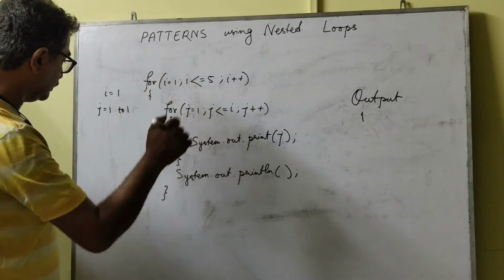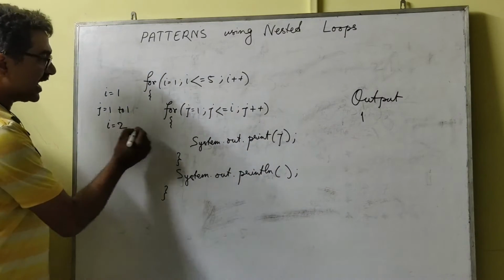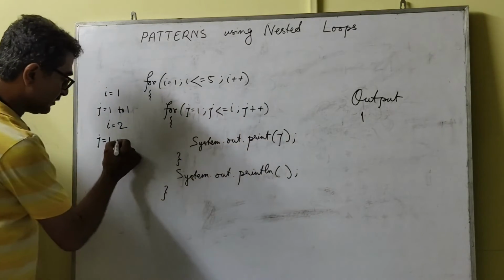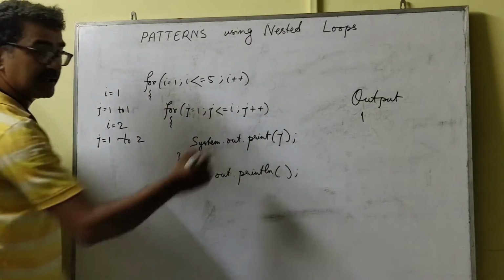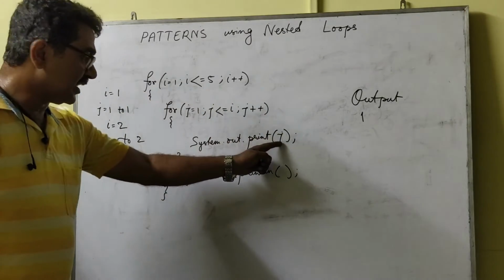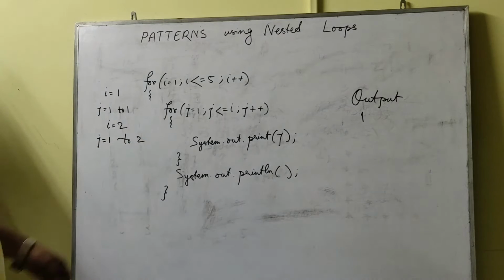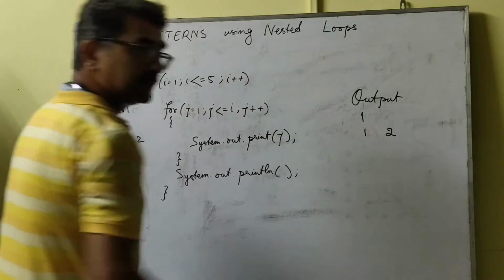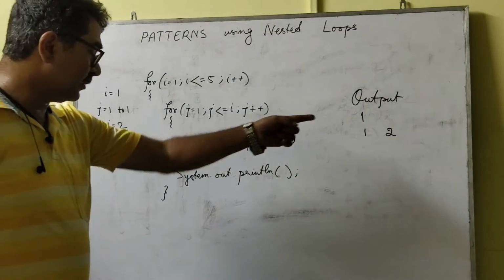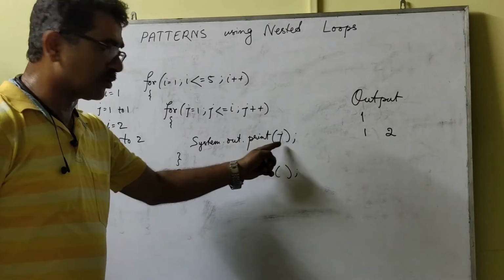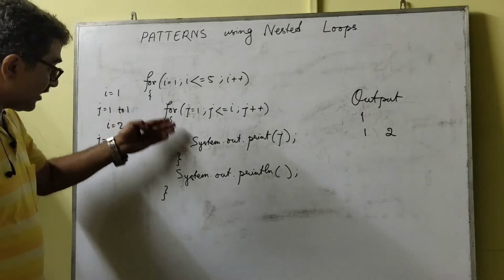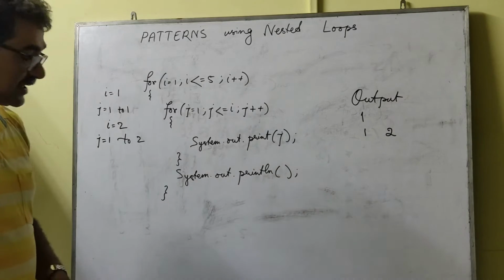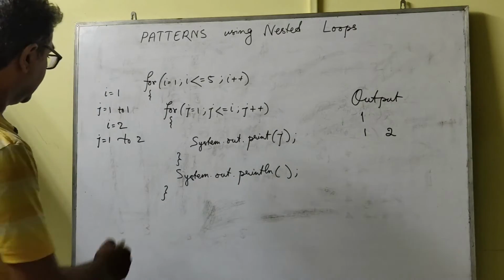The next value of i is 2. So when i is 2, j will restart from 1 till i, that means till 2. And obviously incrementing by 1. So if I print the corresponding value of j inside this loop, this is what we are going to get. And it will be in the same line because I have written System.out.print. After this loop has ended, we have System.out.println, bringing the cursor to the next line.